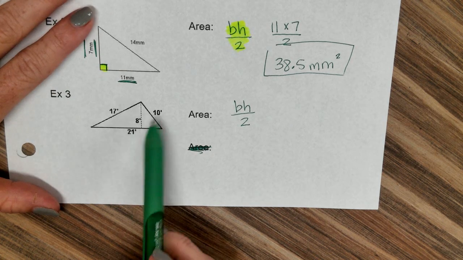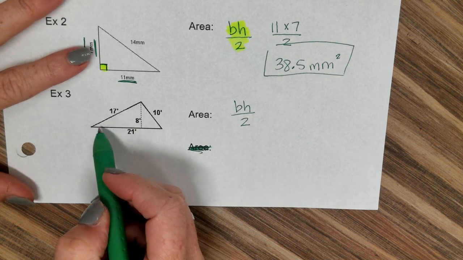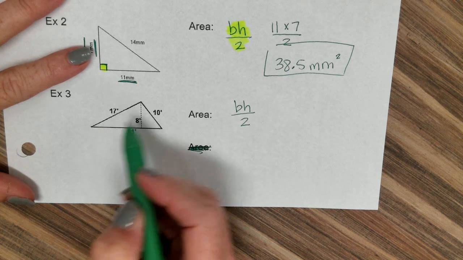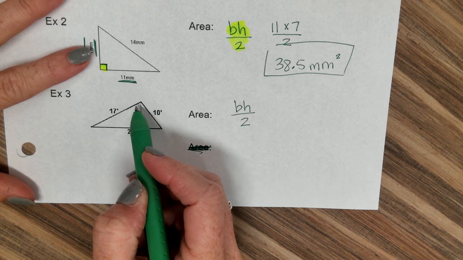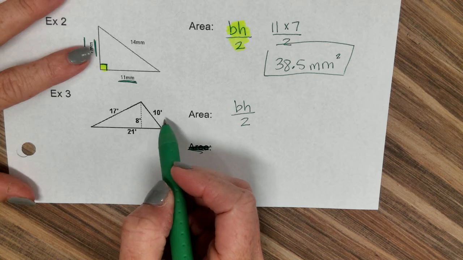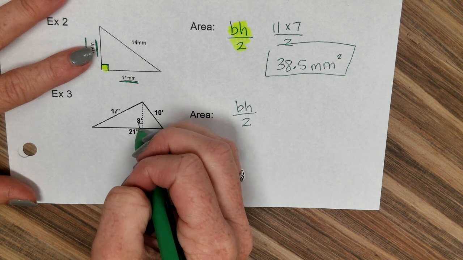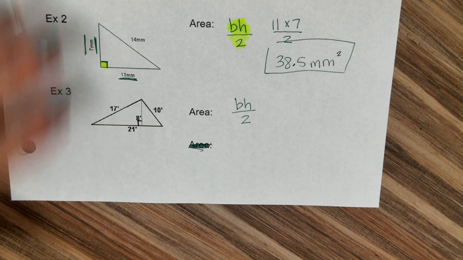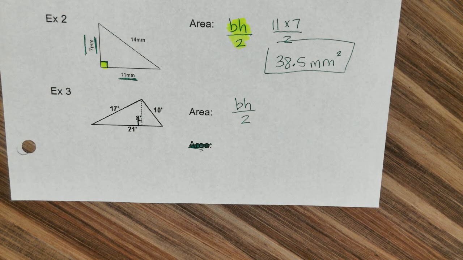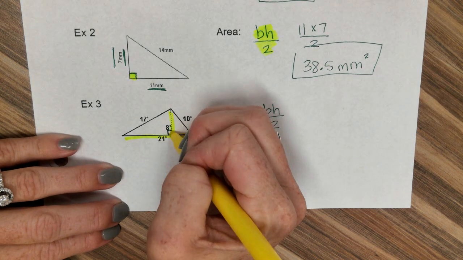Again, they gave you 4 numbers. How do you know which 2 numbers to use? Find the right angle. So everybody look right here. Is that a right angle? No. Is this a right angle? No. It kind of might look like it, but it's not. Is this a right angle? No. Is this a right angle right here? That is why they gave you the 8, because you needed a right angle. So right here, this is your base, this is your height.